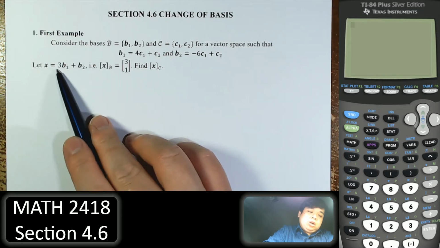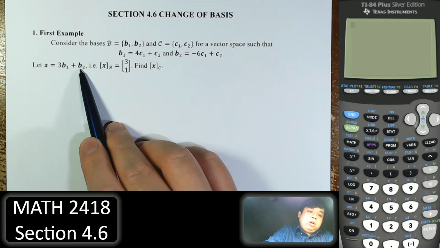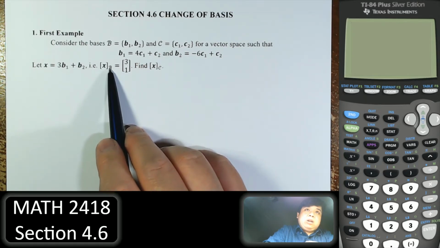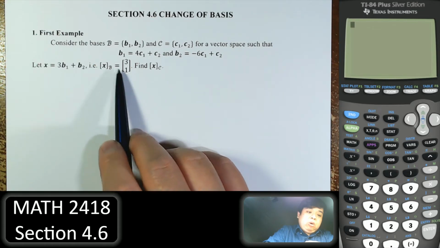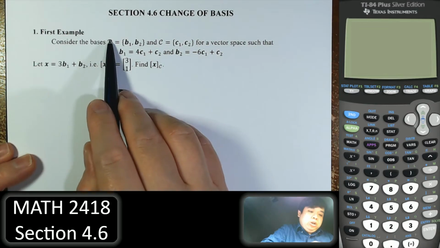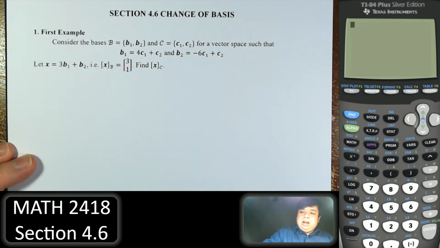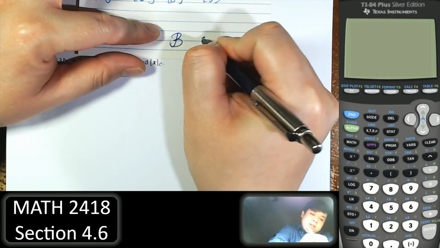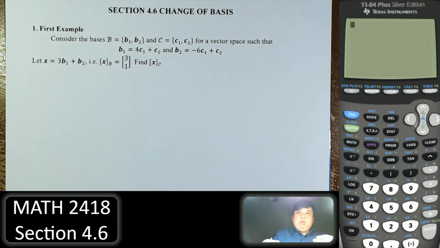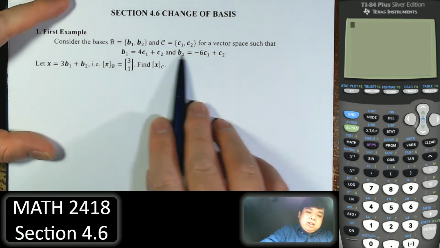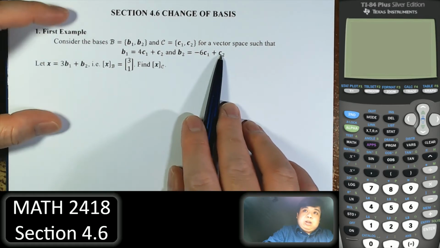If x is equal to 3 and 1 in the B coordinates, meaning that in the B coordinate it's going to be 3 and 1, how do we write x in the C coordinates? Again, we use the script letter for the bases, but of course, you can just write regular B or C. That's perfectly fine. Now, since this problem gives us that, we just use it directly.